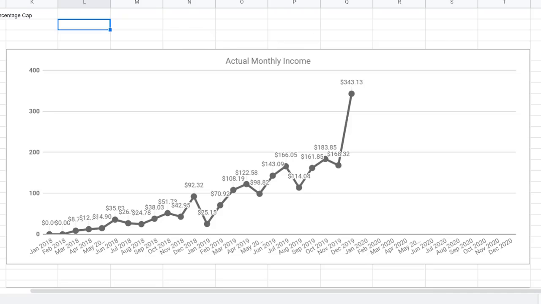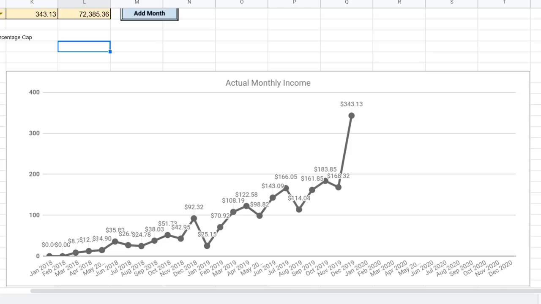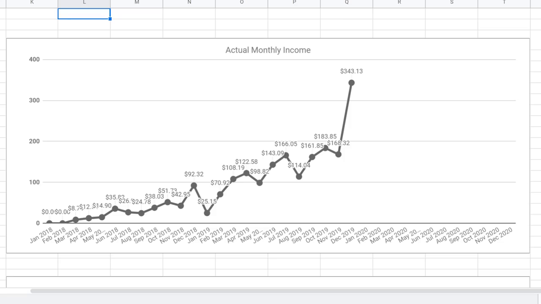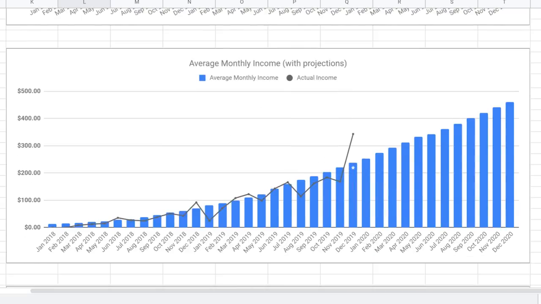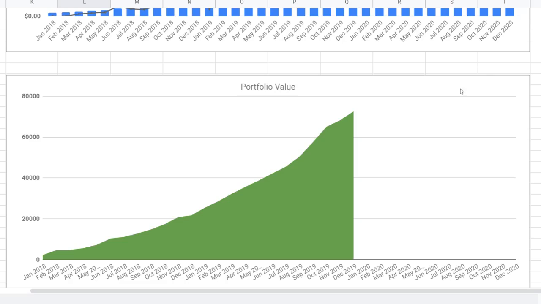We have pretty much 3 different graphs here, 3 different charts from the spreadsheet. One of them, my favorite one, is the actual monthly income. This is just so simple, so straightforward. How much money did I earn in dividends every single month? I started tracking this from January of 2018, and now we have December of 2019. So that is the first basic graph. Then I have one that has a projection of what the monthly income will be in the future. And then I have one that is just my overall portfolio value mapped out over a timeline.